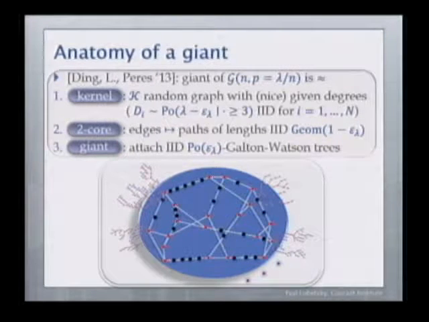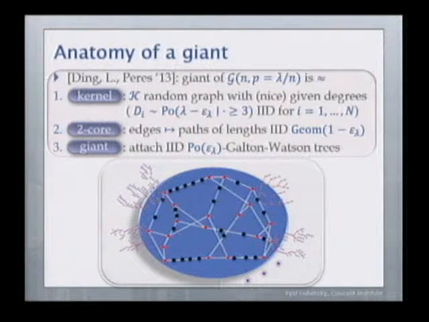So in other words, if you want to prove something on the giant component, try this graph first. If you get something that has probability 1 minus o(1), then so does the giant. If you get something that has probability a third, you don't know. Maybe yes, maybe no. So that's what it means.